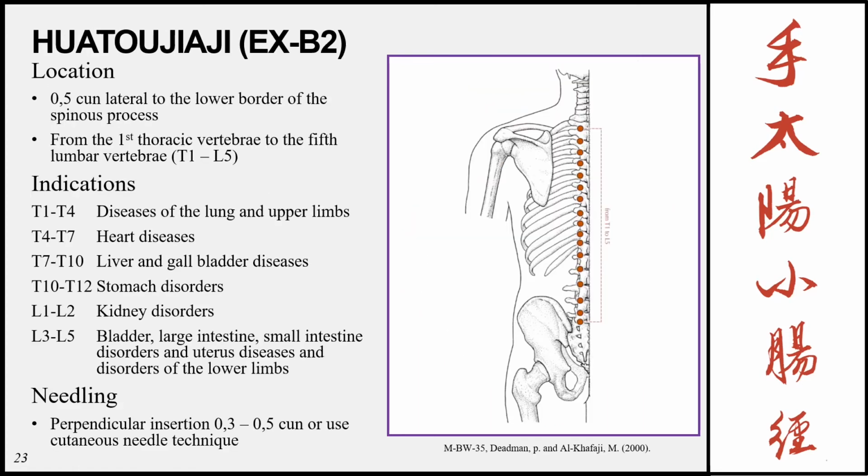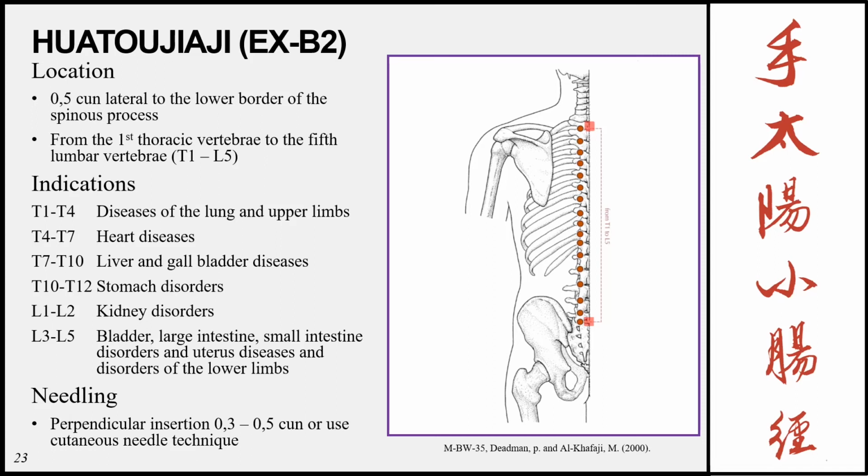The next set of points is called Huatou Jiaji, EXB2. So these points are a collection of points that are all 0.5 tsun lateral to the lower border of the spinous process. And they run from the first thoracic vertebra to the 5th lumbar vertebra. So from T1 up here all the way down to L5. And this means that there are 34 points in total, 17 on each side.